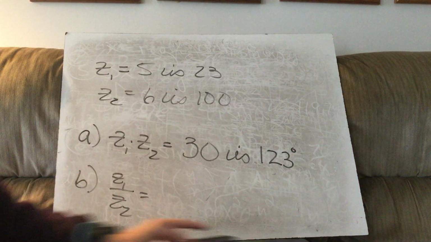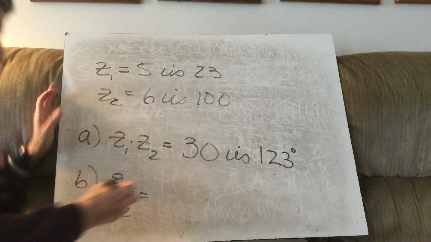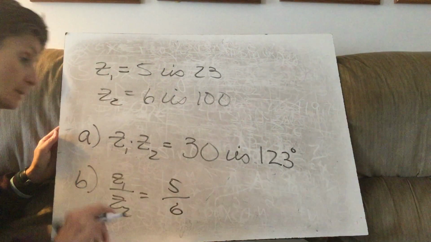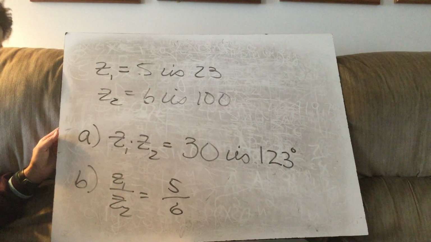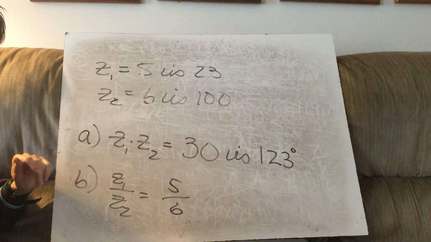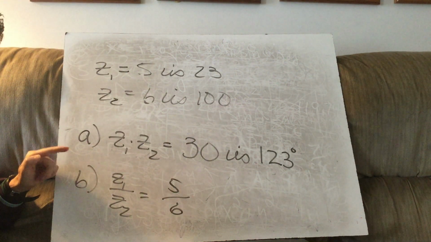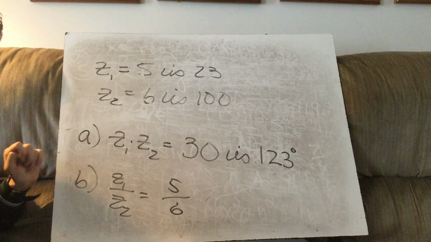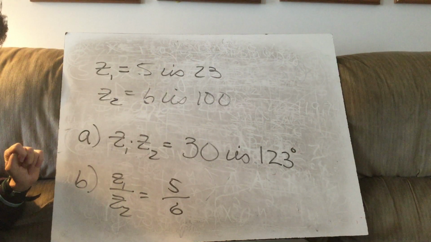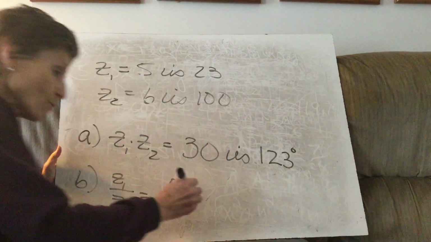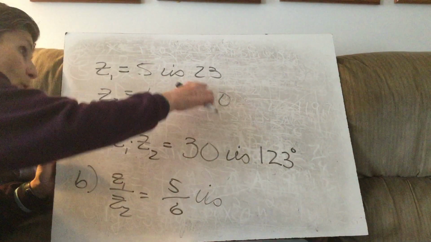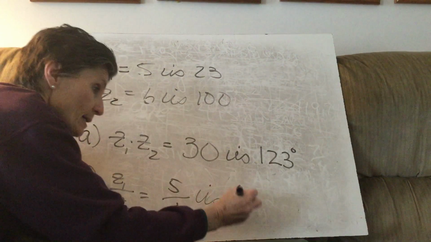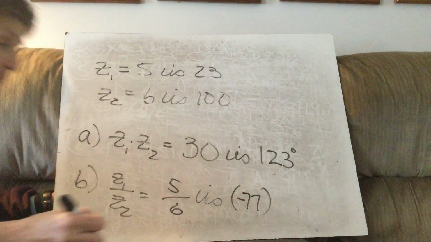Now, for the division, you do exactly the same thing, only you divide the r's, and that's going to be a fraction, 5/6. I just leave it as a fraction. That decimal you'd have to round off, so I think it's better if you leave it as a fraction. And then you subtract the angles, so 23 minus 100 is negative 77.